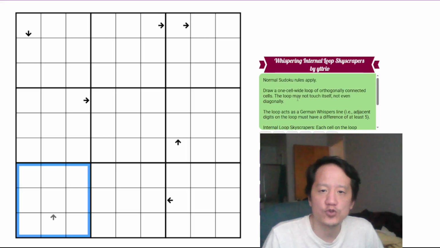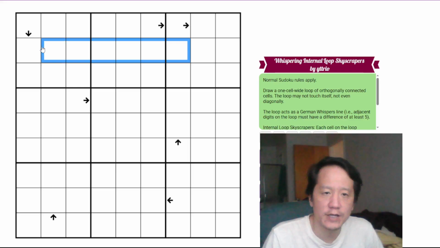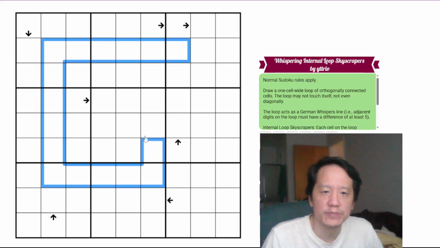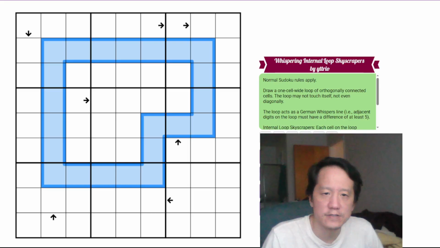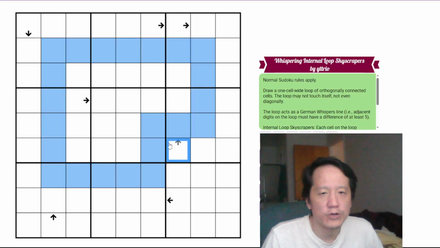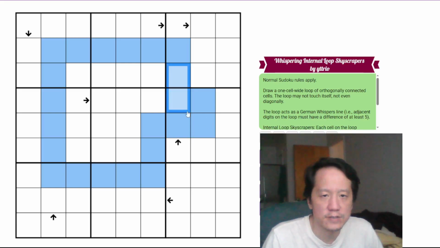We also have to draw a one cell wide loop of orthogonally connected cells. The loop may not touch itself, not even diagonally. So a valid loop could be something along the lines of, say, like this, right? What it could not do is something like this, which would touch itself orthogonally.